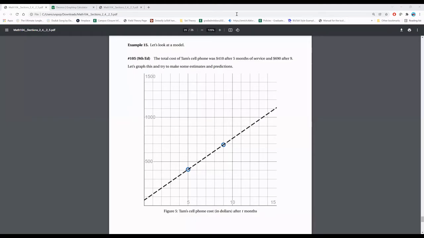So let's consider the following situation. The cost of Tam's cell phone was $410 after 5 months of service and $690 after 9. So 9 months of service cost $690 total. We can create a model using these 2 points. So I graphed these 2 points. I used Desmos and then connected them with this line. I can use this graph then to answer some questions.